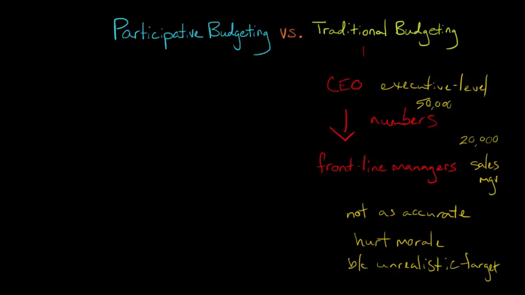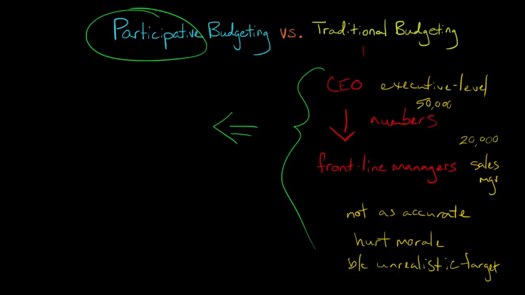So what we've seen over time is a shift from traditional budgeting, right? Here's the traditional budgeting method, just top down from the CEO, dictating to the people below. We've seen a shift to this participative budgeting, right? And now what we're seeing is a more collaborative approach, right?